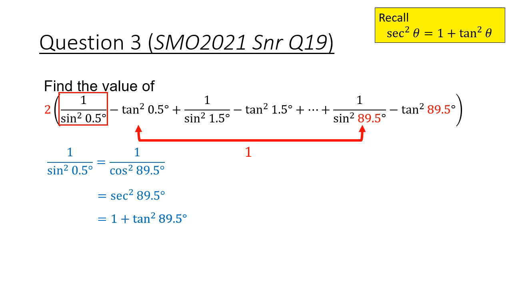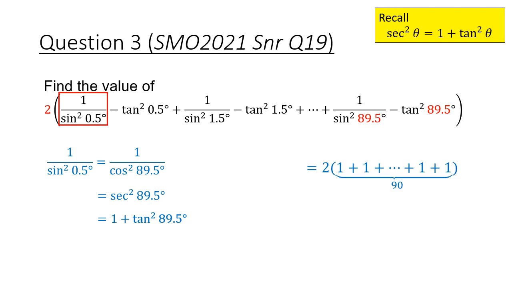And this will also apply to every pair of the sine squares and tangent squares as shown. So they will all eliminate and all turn to 1s, and there are 90 pairs of them. Then don't forget to times 2 because we're doing it for 2 sets. So the final answer will be 180 degrees.